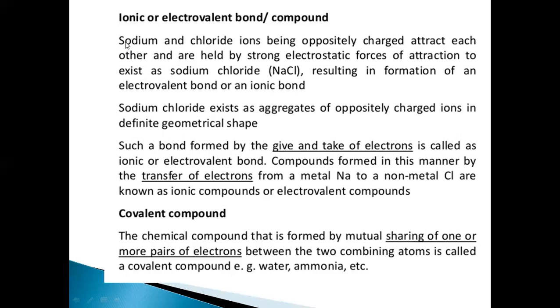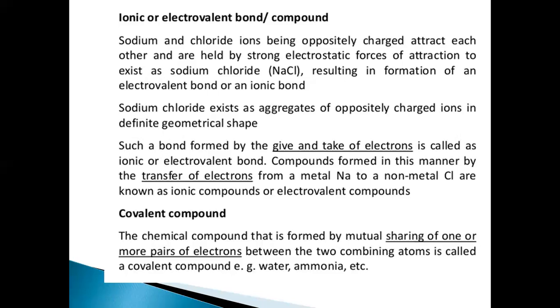This is a metal and this one is a non-metal. When metal and non-metal react with each other, it forms an ionic bond. And what is another name of ionic bond? It's an electrovalent bond. Sodium chloride exists as aggregates of oppositely charged ions in definite geometric shapes, that you will study afterwards, not now. Such a bond formed by a give and take of electron is called an ionic or electrovalent bond. Compounds formed in this manner by a transfer of electron. This word is important: transfer of electron, give and take of electron, or you can write donate or accept of electron. These three things you can write.